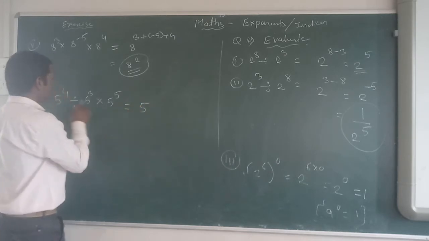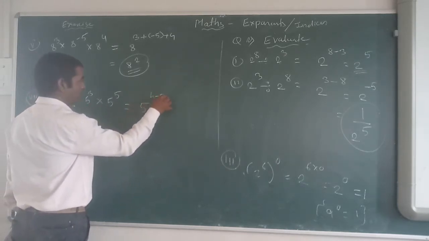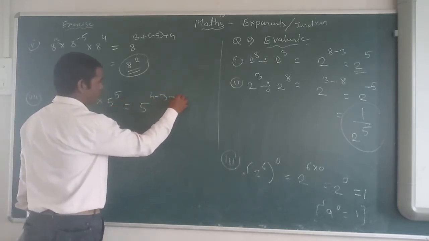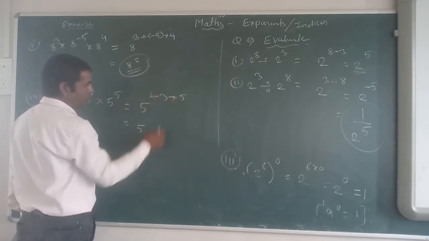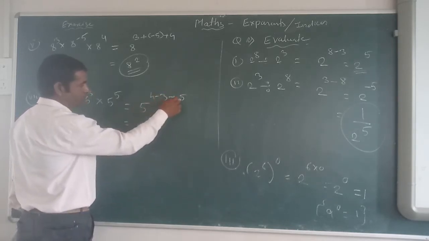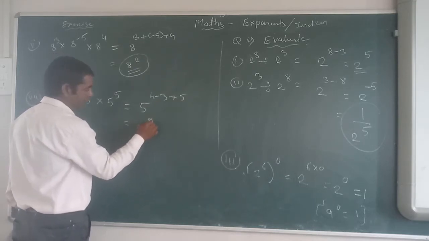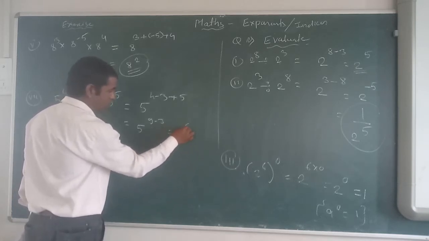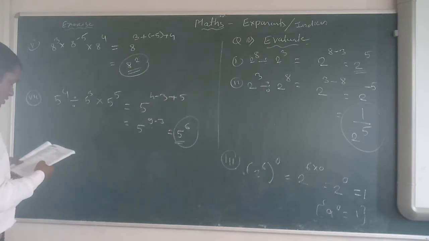So 5 raised to, where there is division we will take the minus. That means 4 minus 3. Here is the multiply, so here I will write the plus 5. Okay. So 5 raised to 4 plus 5. 4 plus 5 is 9. 9 minus 3, okay, I will add one step. 9 minus 3 equals 5 raised to 6. 5 raised to 6 is the answer. So have you understood?